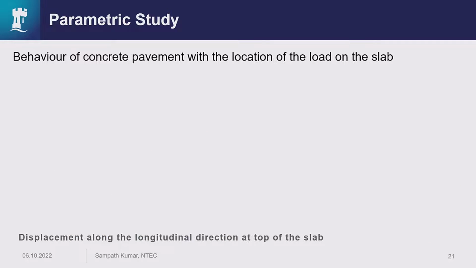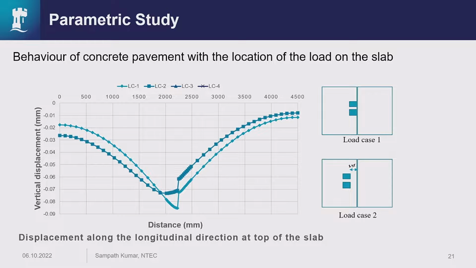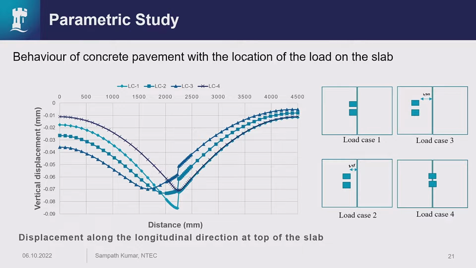Similarly, we have also studied what happens when there is a load at different locations of the slab. If the load is close to the joint, we have a certain deflection, or we can say displacement. And when it is moved away from the joint, you can see the deflections also moving. And when the load is exactly at the joint, in the symmetric case, you can see a perfect bowl shape like you see in asphalt pavements. So this is for the concrete pavement with the load at different locations.